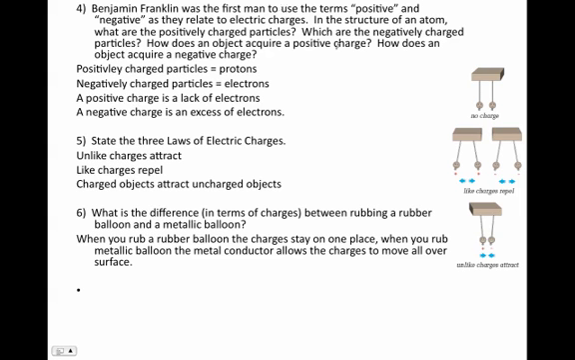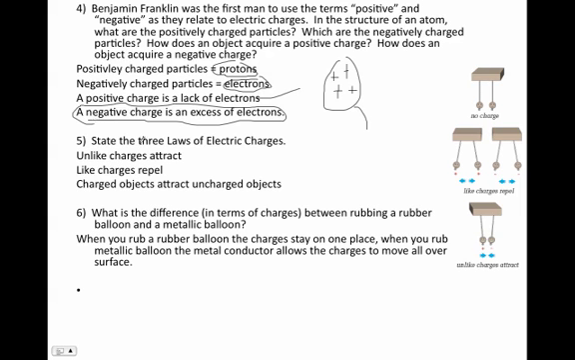In the structure of an atom, what are the positive charges? What are the negative? How does an object acquire a positive charge, and how does it acquire a negative? So positive charges in the atom are the protons, negative the electrons. An overall positively charged object, like a balloon that overall has positive charges on the surface here, means that it lacks some electrons, and the opposite. If the balloon was overall negative, and therefore unbalanced, it would have excess.